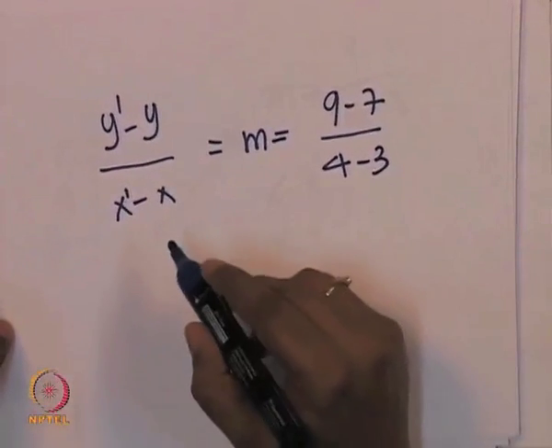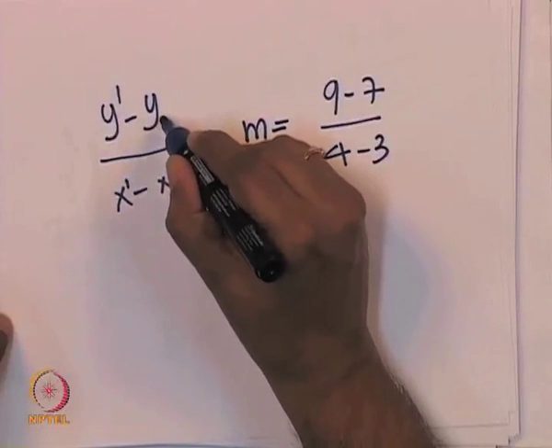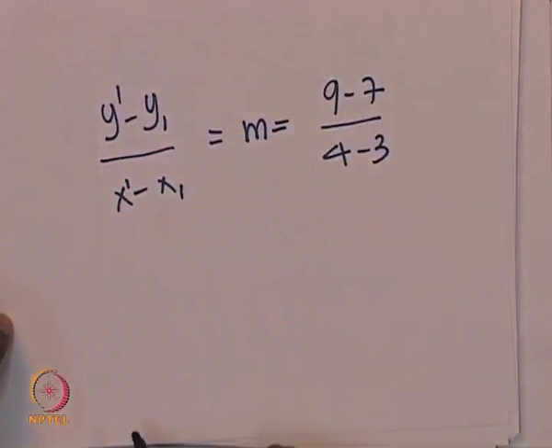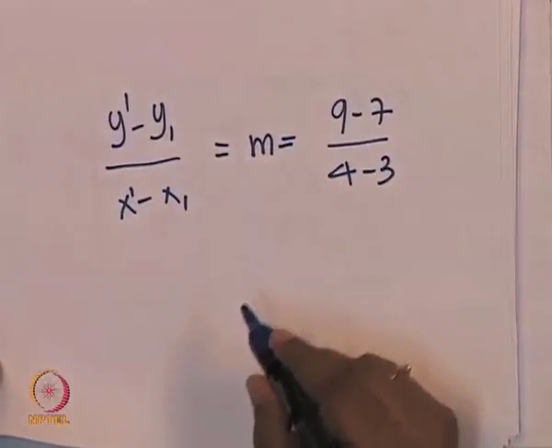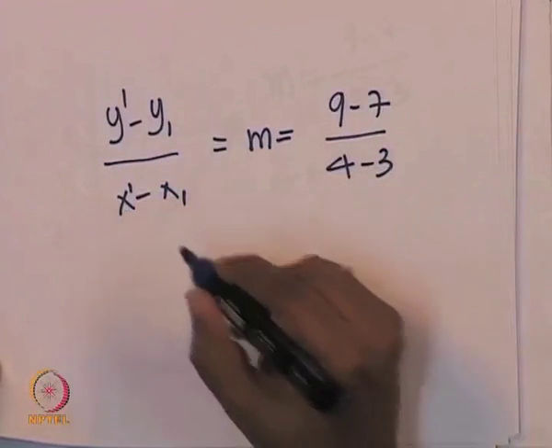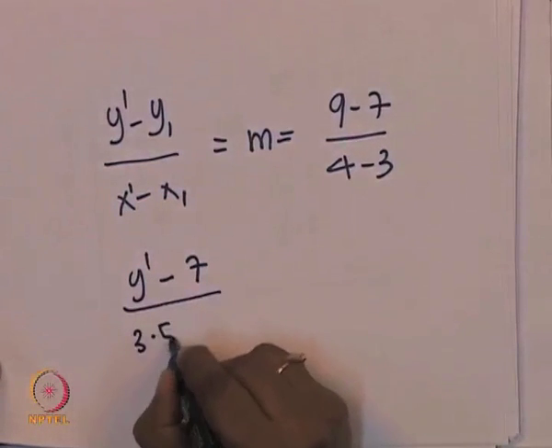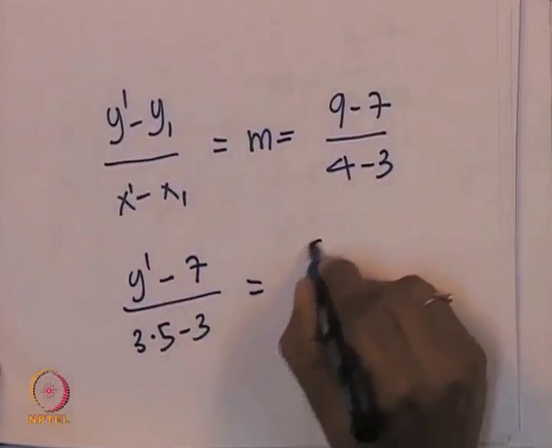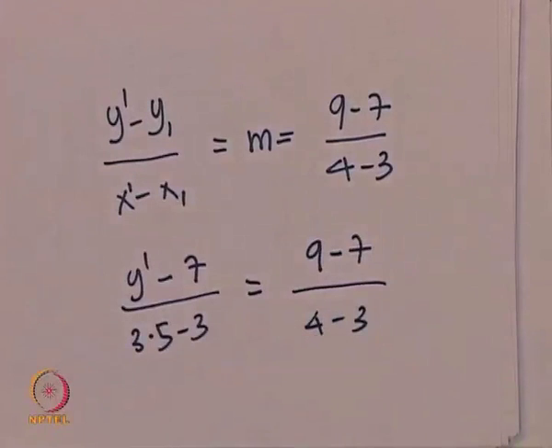So, here I know the value of this. This is my y 1 and x 1, for example, this is 7 and 3. Then based on this formula, if I know x prime is 3.5, I can say that y prime minus 7 divided by 3.5 minus 3 has to be equal to 9 minus 7 by 4 minus 3. So, I have an equation, and the only unknown is y prime. By solving this, I can calculate y prime.